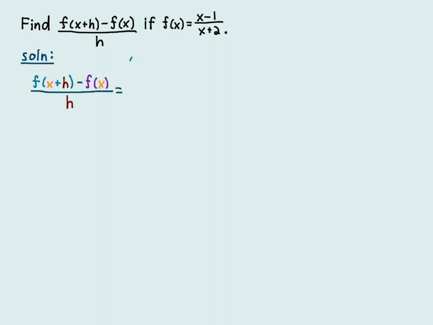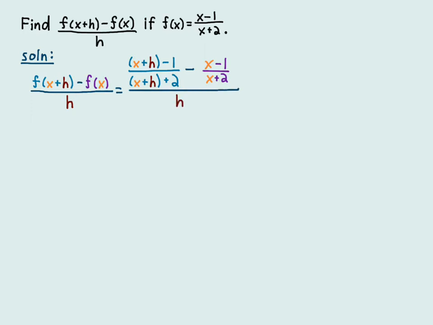So I have this, and I'm going to plug in my formula for f of x. I'm going to replace the x's with x plus h. And I get this, x plus h minus 1 over x plus h plus 2. And then I have to subtract out f of x. Subtract that. And then divide by h.